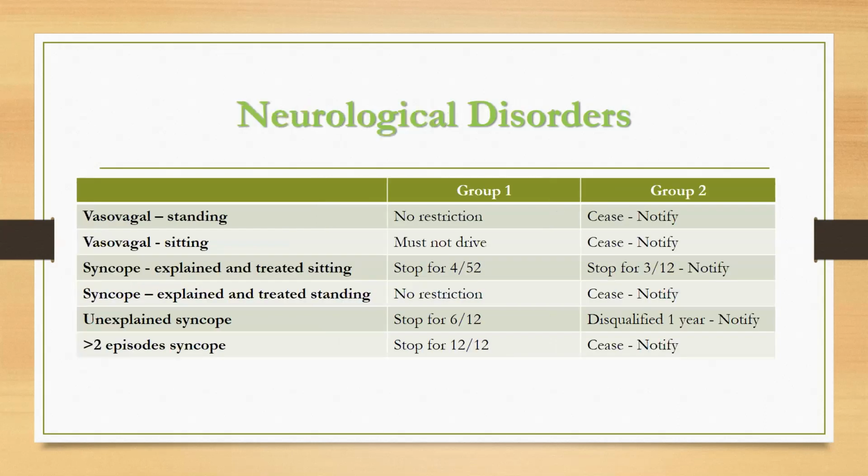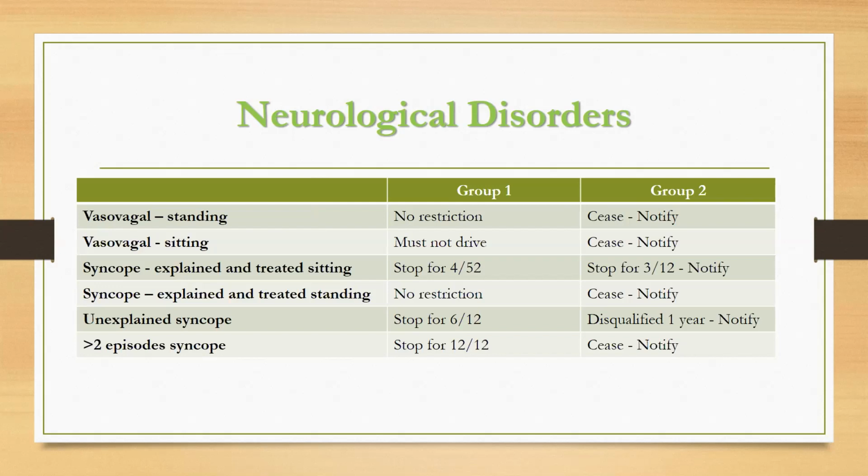For neurological disorders, if the patient has a vasovagal attack while standing, for group 1, there is no restriction. For group 2, the patient should stop driving and notify DVLA. If the patient has a vasovagal episode while sitting, for group 1, the patient should not drive. However, he doesn't need to notify DVLA. For group 2, the patient needs to stop driving and notify the DVLA.